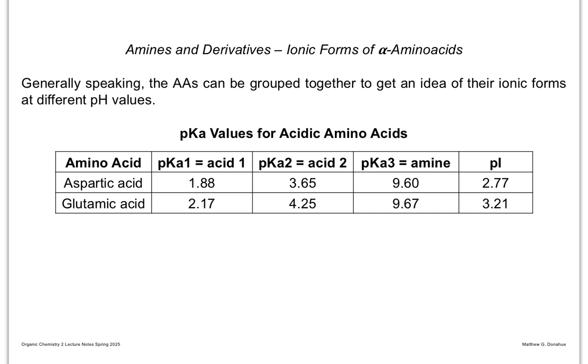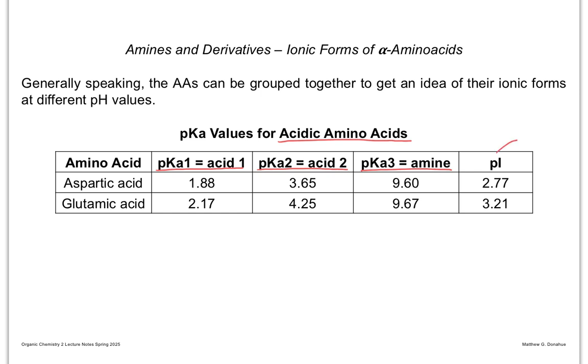For the acidic amino acids, there were 2 of them. And now these will necessarily have to have 3 pKa values. So pKa1, the carboxylic acid of the carbonyl that's bonded to the alpha carbon. Your pKa2, that's the acid of the side chain. And then your pKa3 of the ammonium.